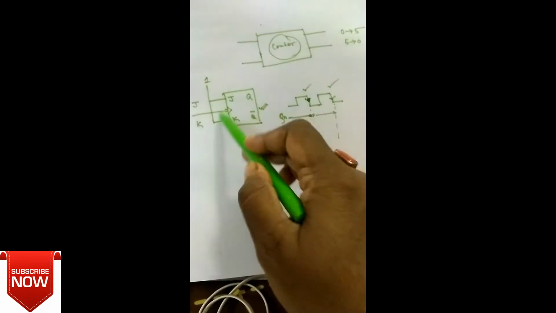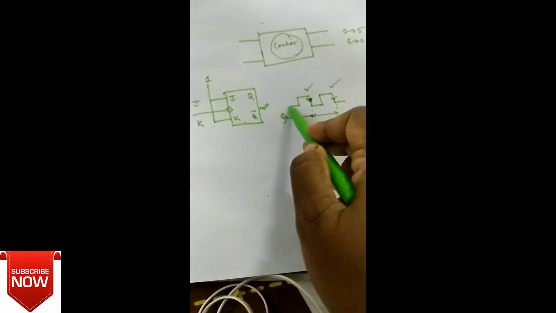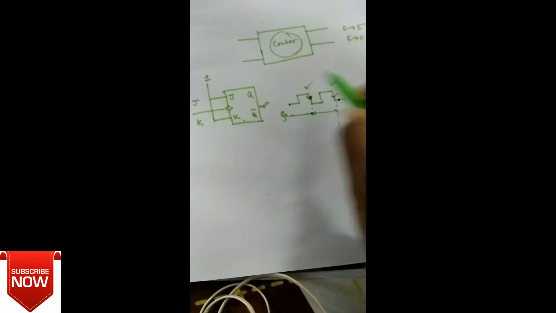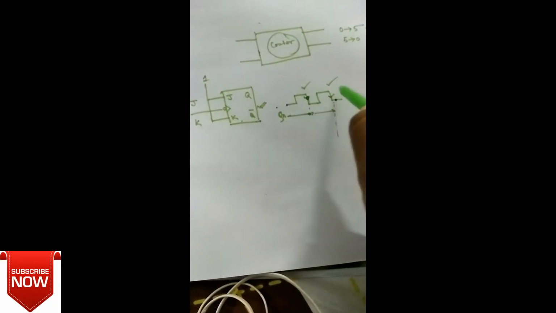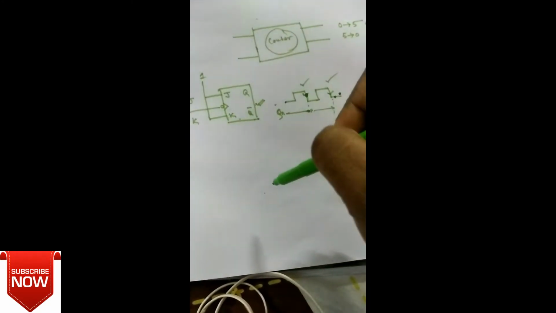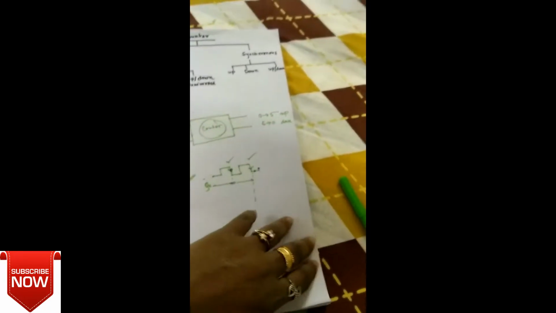Now for the asynchronous counter, basically what is happening is that this type of flip-flops is connected in series. The other remaining working principle and operation I will discuss later using an example. So let us go to the example.